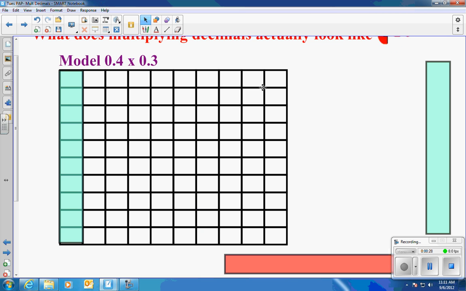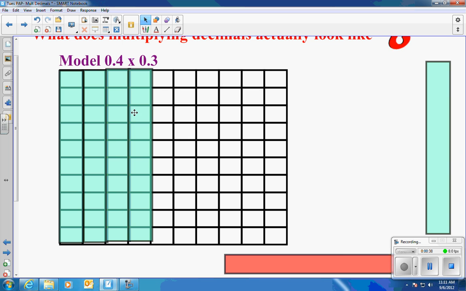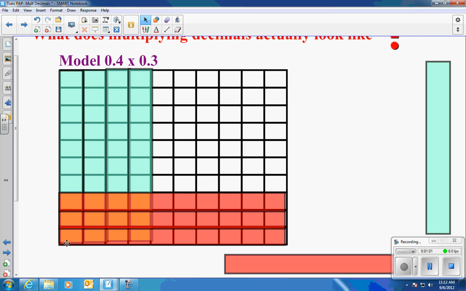I'm going to go vertically for the first one. To model 0.4, I'm going to move these little colored transparencies into place. And I'm going to do 4 of them because that's 0.4 out of one whole. So 1, 2, 3, 4, 5, 6, 7, 8, 9, 10. 4 of them represents 4/10. This is 3/10, so I'm going to go the other direction with these, and I'm going to color in 3 of those because that's 3 out of 10, and this is 3/10.